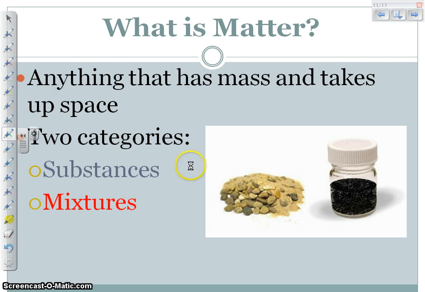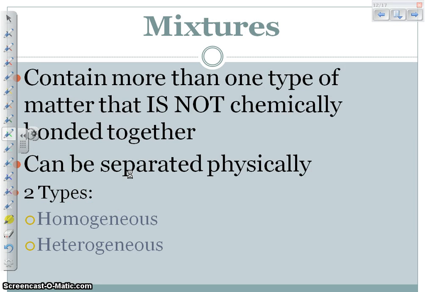Zooming out, that was all of our substances stuff, and we'll have a table that walks us through it in a second. But let's hit mixtures now. Okay, this is our second form of matter, which again, is anything that has mass and takes up space. So mixtures contain more than one type of matter that are not chemically bonded together. And that means we can separate them physically. Whether I can pick them out with my fingers, or whether I have to go through boiling and freezing and distillation processes, I can separate any type of mixture physically.